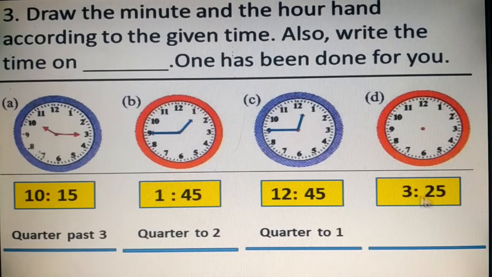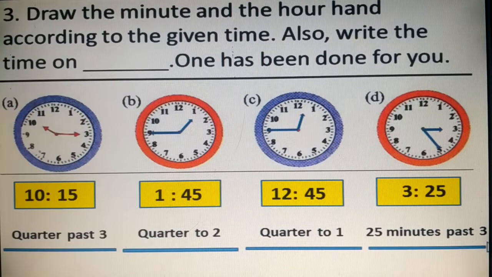In the next one, 3:25. Minute hand must be at 5. 5 5s are 25, and the hour hand in between 3 and 4, slightly close to 3. Okay, 3:25 or 25 minutes past 3. Both are correct.